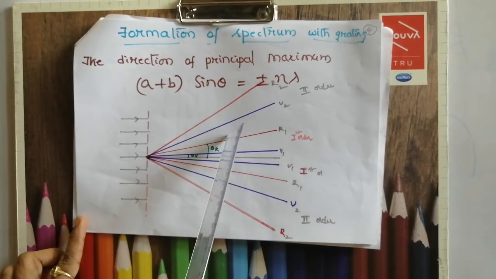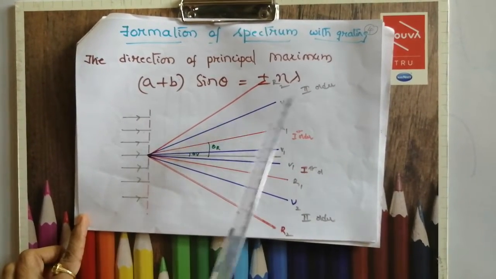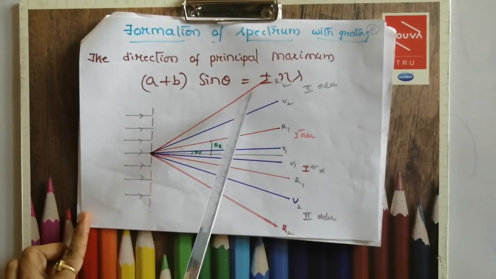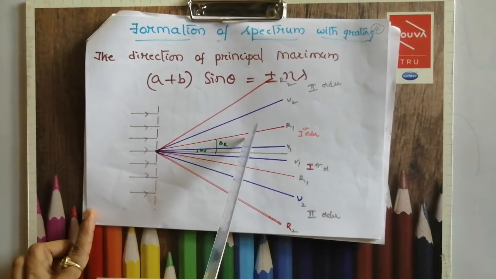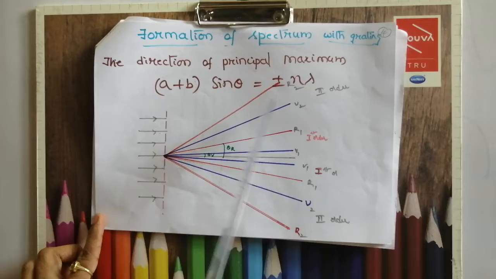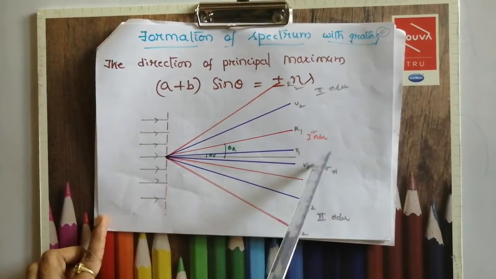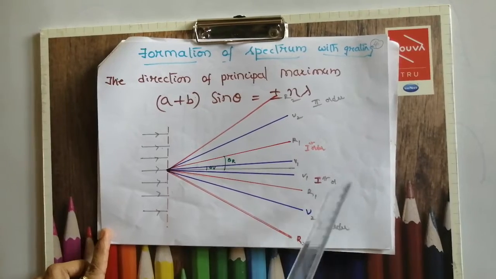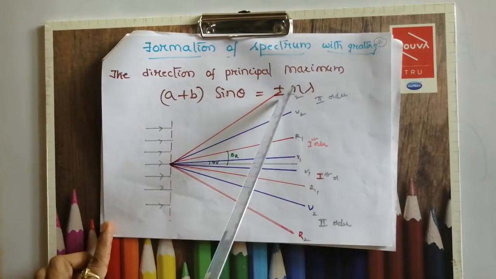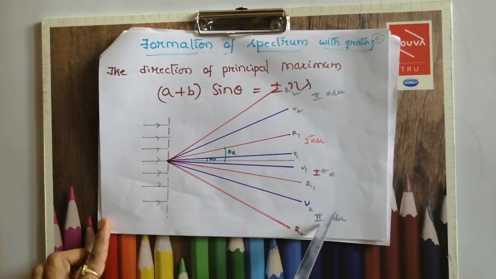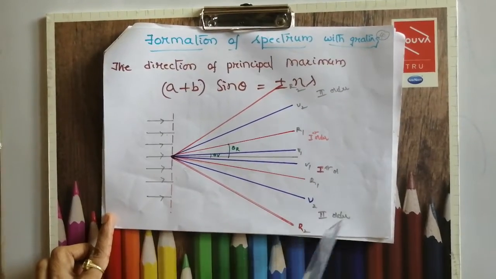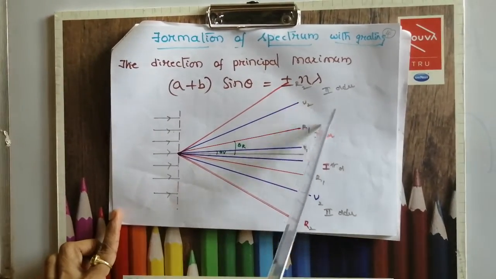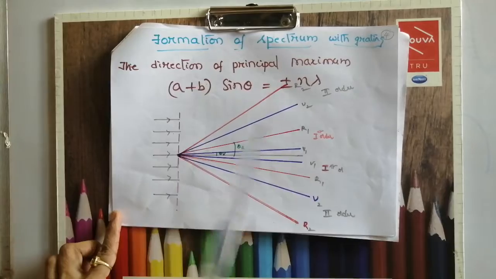So this is the diffraction angle for second order violet. This is the diffraction angle for second order red light. Similarly, on the downside, this is the left side in the distribution curve. So for minus orders, we will get the downside spectral lines. This is the spectrum for a grating.